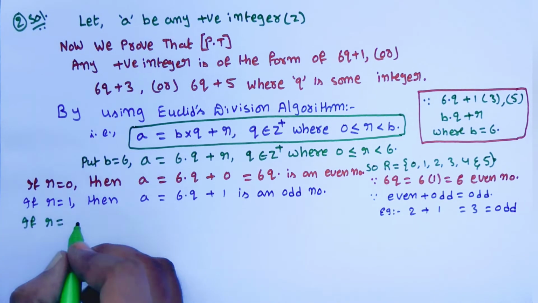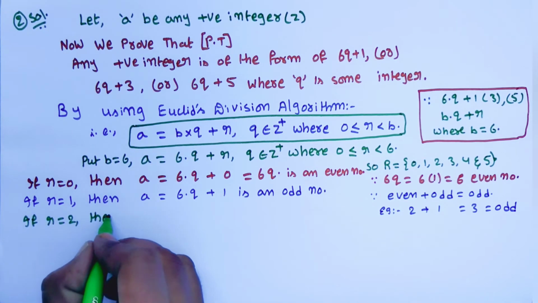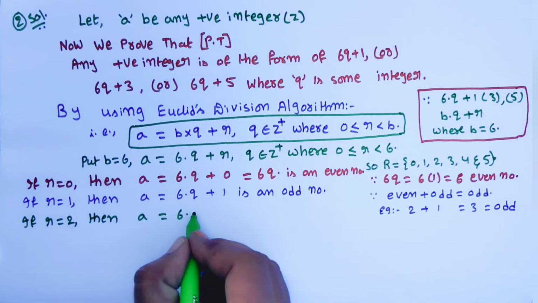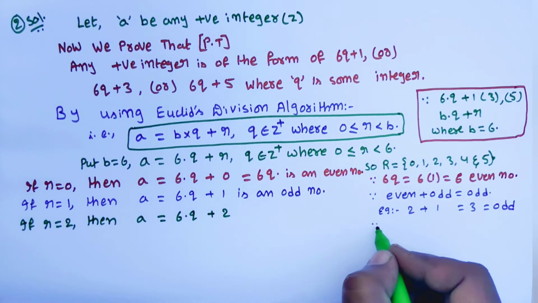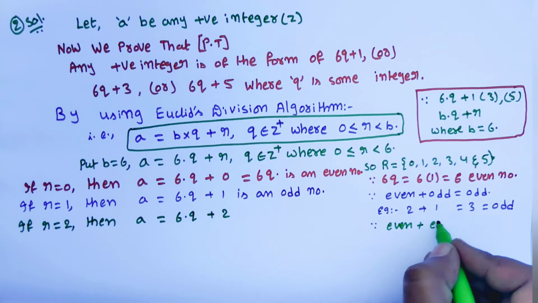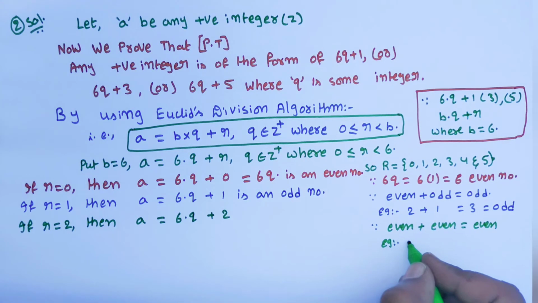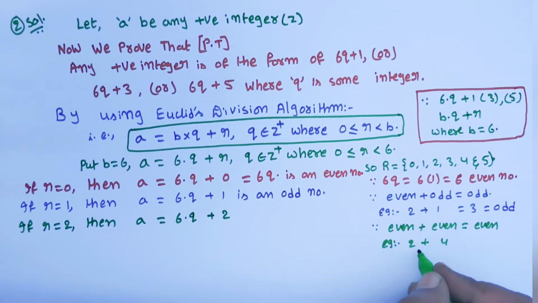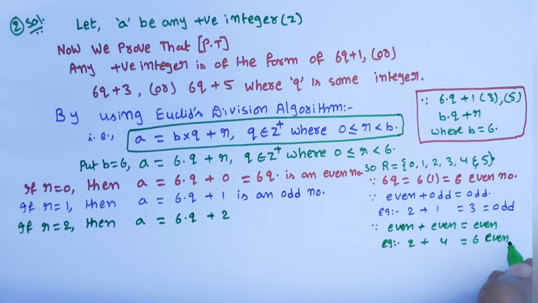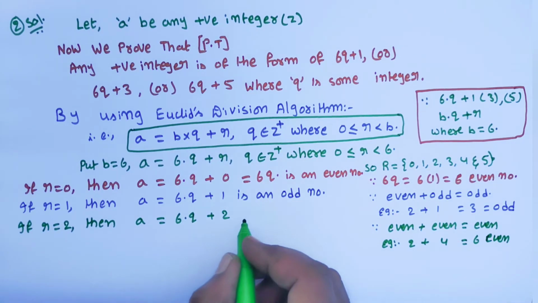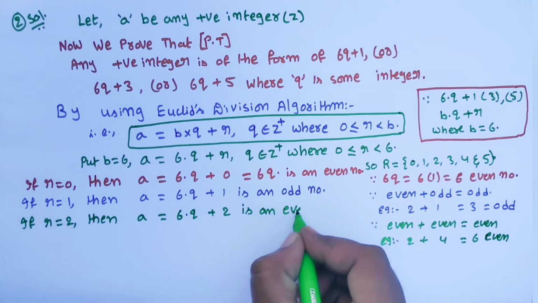If r equals 2, then a equals 6 into q plus 2. So 6q is an even number, 2 is an even number. So even plus even gives an even number only. For example, even means I choose 2, another even means 4. So 2 plus 4 is 6, which is also an even number. That means even plus even makes an even number.